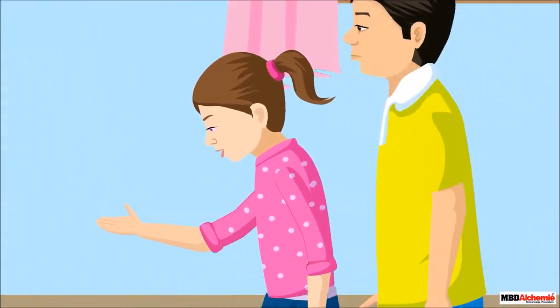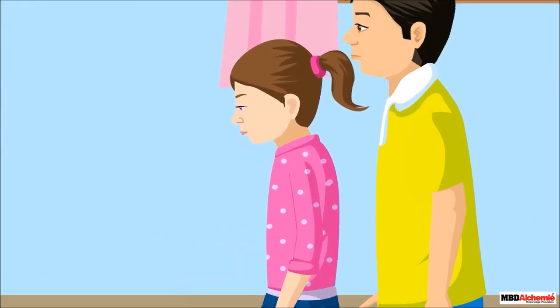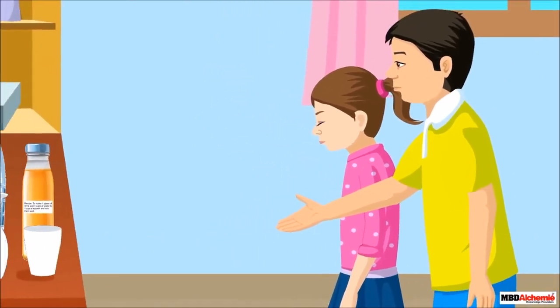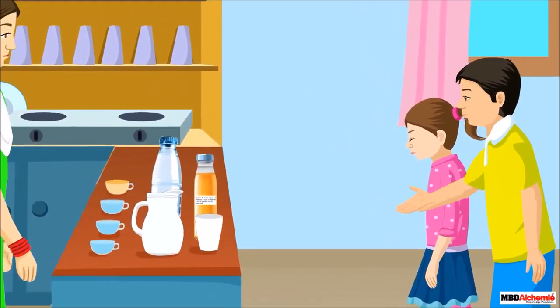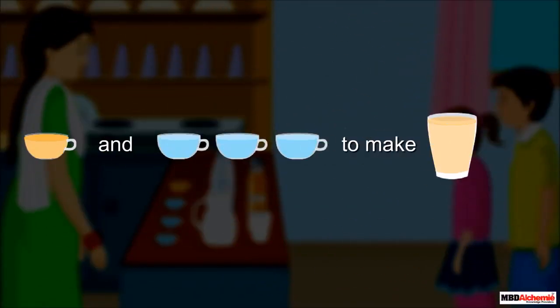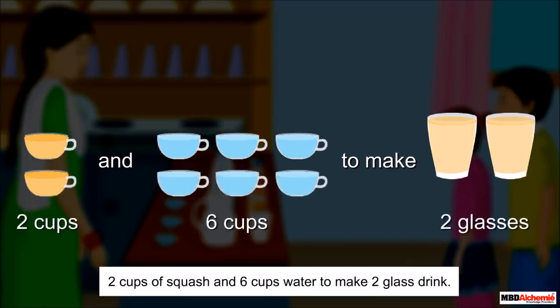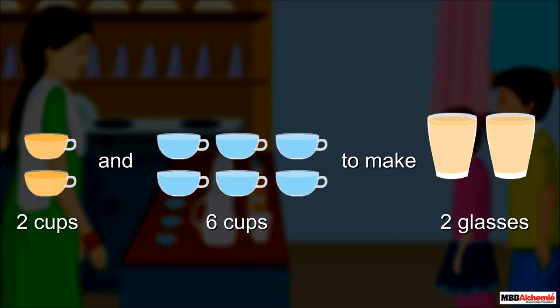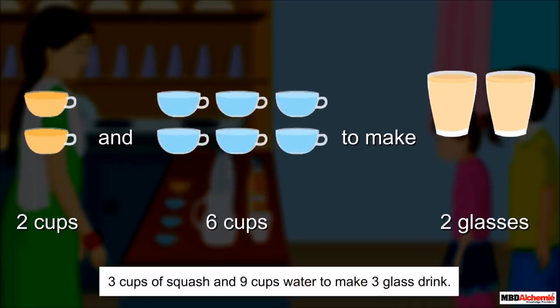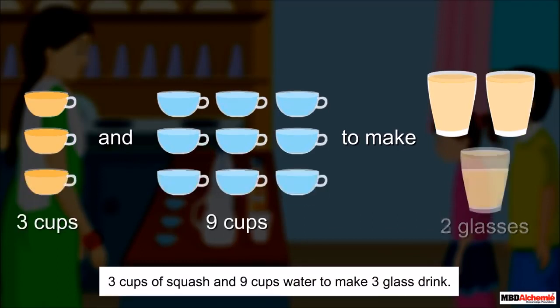Mummy, please make one drink for me too. Now, how will you add the squash and water to make the drinks for both of us? See, to make it for one person, we have to take 1 cup of squash and 3 cups of water. For 2 persons, we have to double the quantities of both the squash and water. That means we need to take 2 cups of squash and 6 cups of water. Think, if I have to make it for 3, then we have to take 3 cups of squash and 9 cups of water.